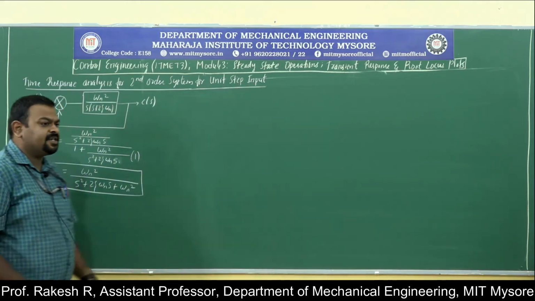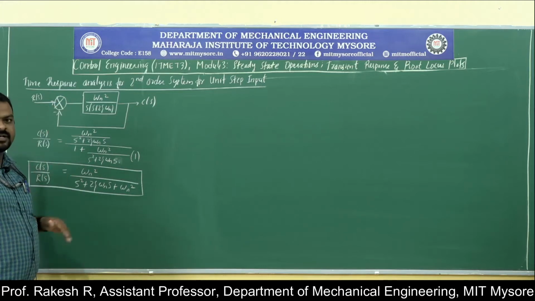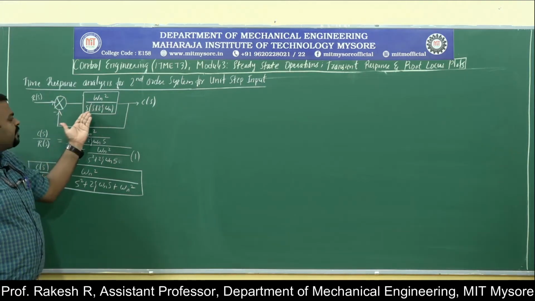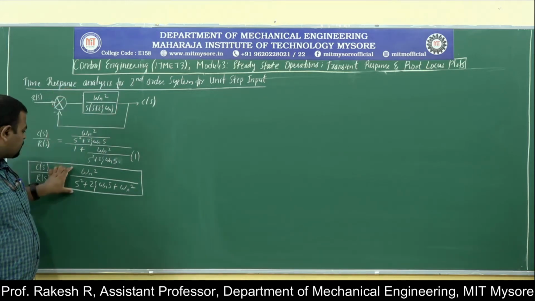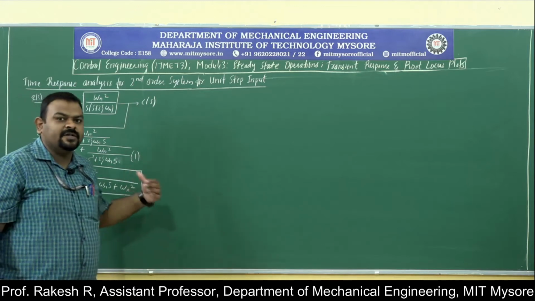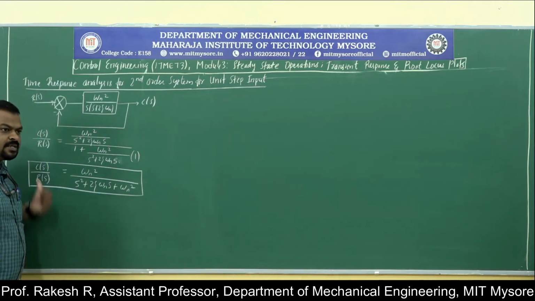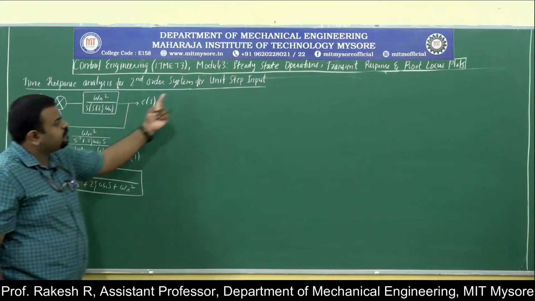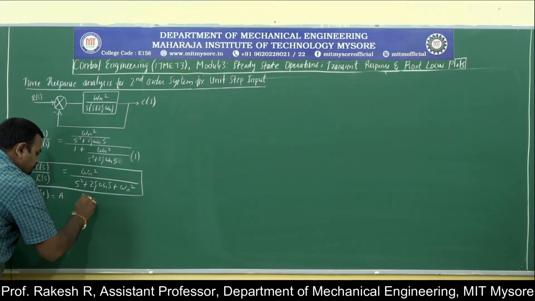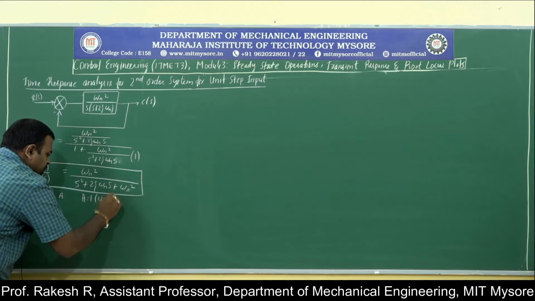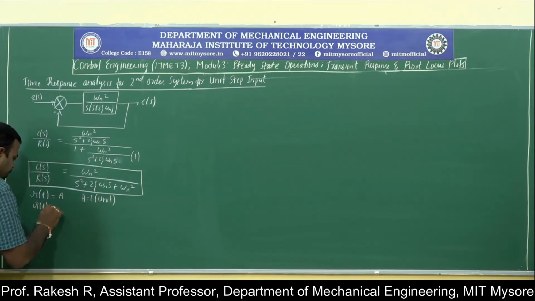So if we say second order system, this is a system with second order. This consists of omega n squared divided by s into s plus 2 zeta omega n. So this is the closed loop transfer function for the second order system. And we need to know what is R of S. R of S is the reference input signal. Here the reference input signal for unit step input will be R of t equal to A. Therefore, for a unit step, A will be equal to 1. Therefore, R of t will be equal to 1.